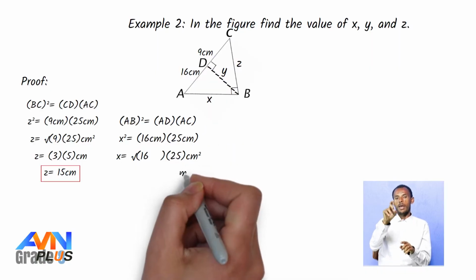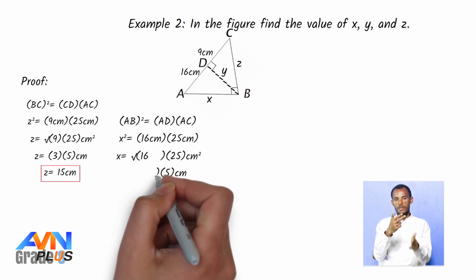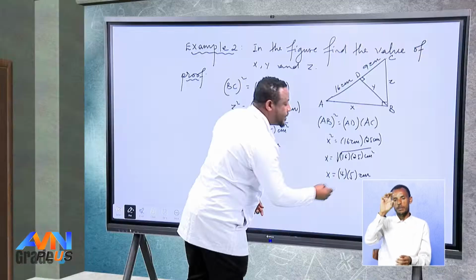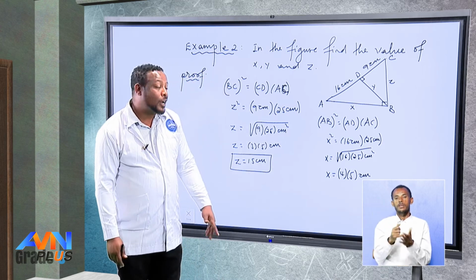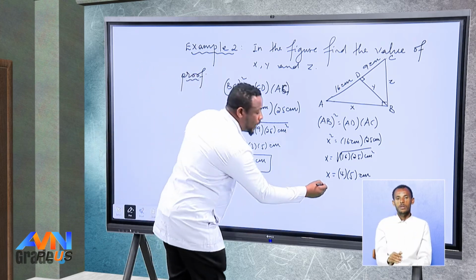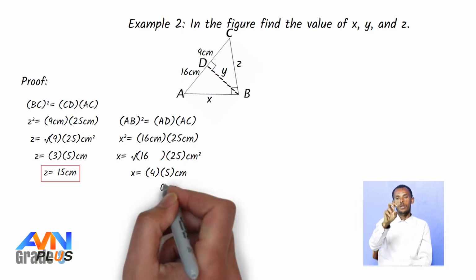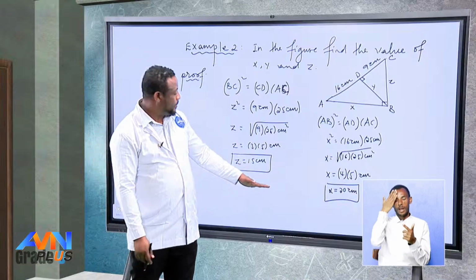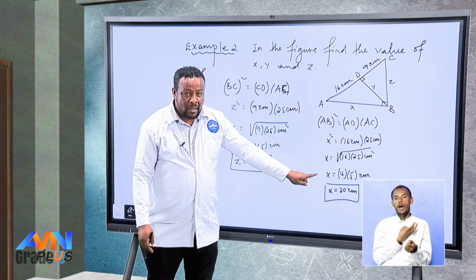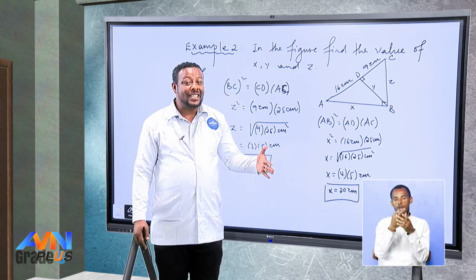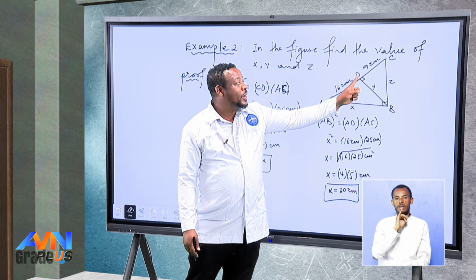So x becomes 4 times 5, because the square root of 16 is 4 and the square root of 25 is 5. Then the centimeter square can be taken out as centimeter. Now it's a very simple calculation. Finding the product of 4 and 5 is very simple. So x becomes 20 centimeter. Now we have the second unknown variable. We have already said we have the x value, which is 20 centimeter. The only thing that is left here is calculating the y value.